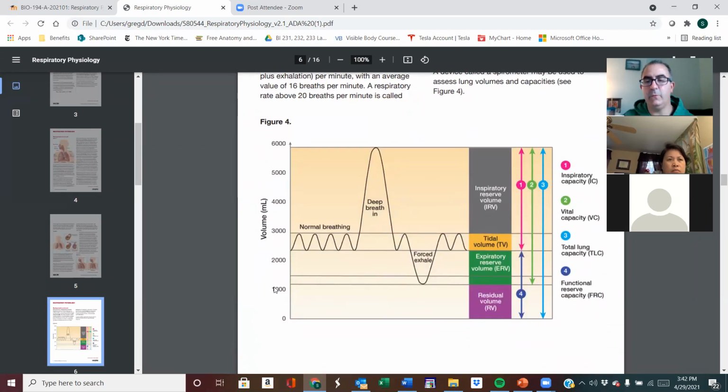This is the same graph that we went over, right? What you want to know really is in normal breathing, you want to know what the tidal volume is. That's in yellow here, right? But the volume all the way to the top of this curve and all the way to the bottom, well, that's called your vital capacity. That's number 2 here. And you can see the expiratory reserve volume and the inspiratory reserve volume are from your tidal volume to your vital capacity.